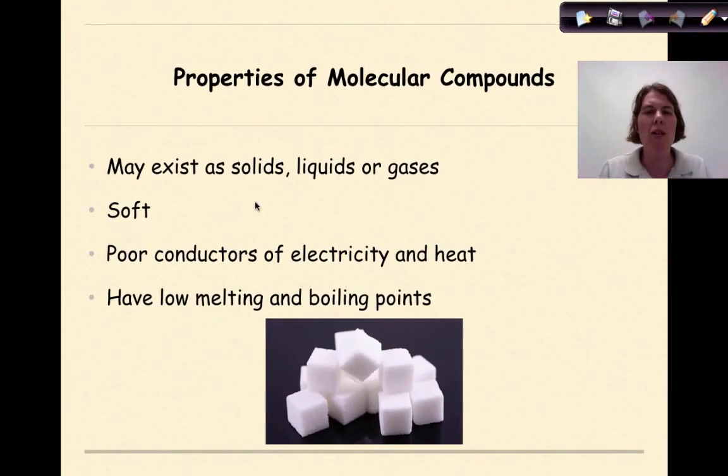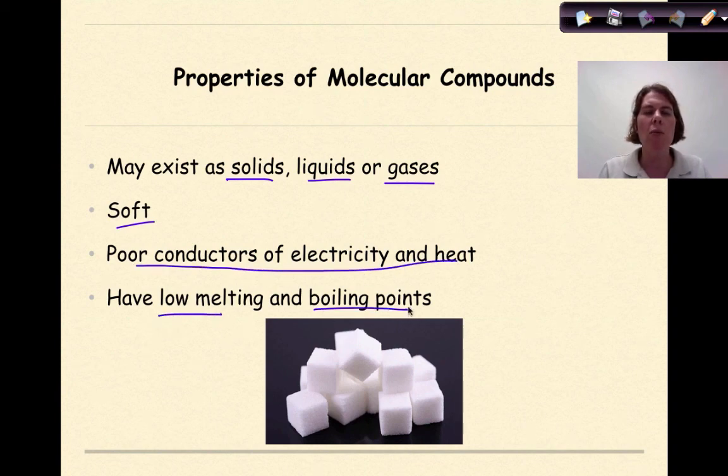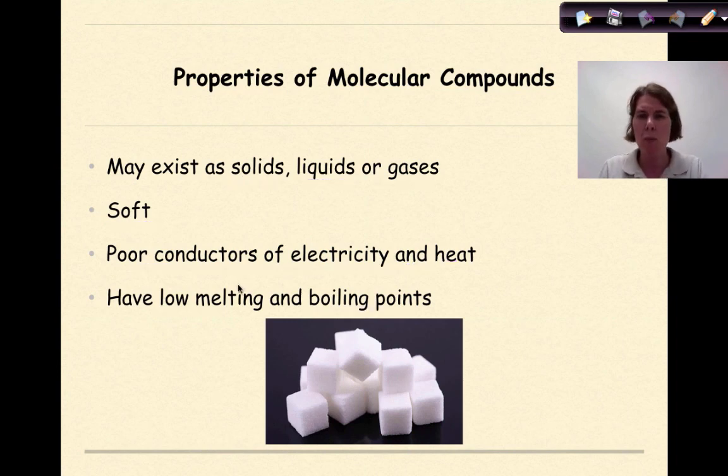Most molecular compounds are going to exist as solids, liquids, or gases. They tend to be soft in nature, they're poor conductors of heat and electricity, and they have low melting and boiling points. And that's just some general properties of molecular compounds.